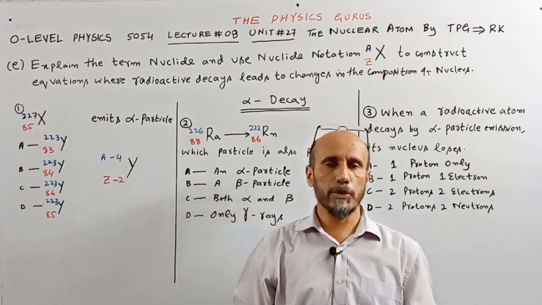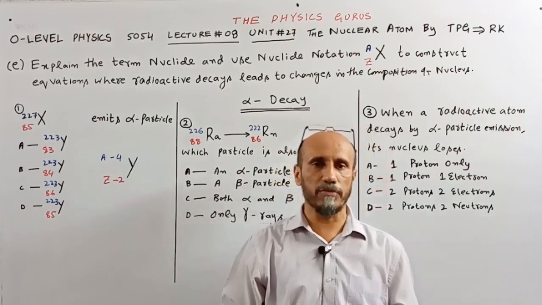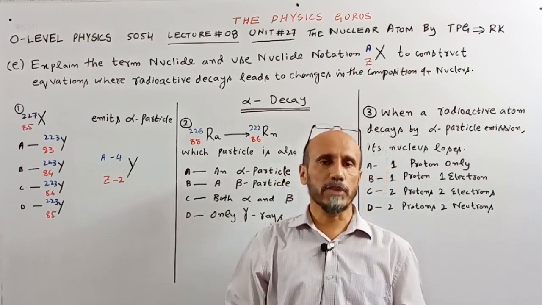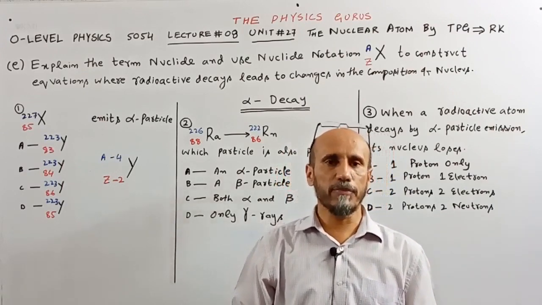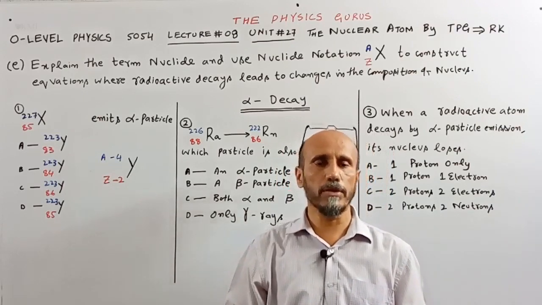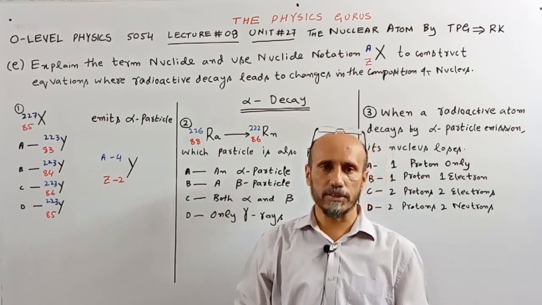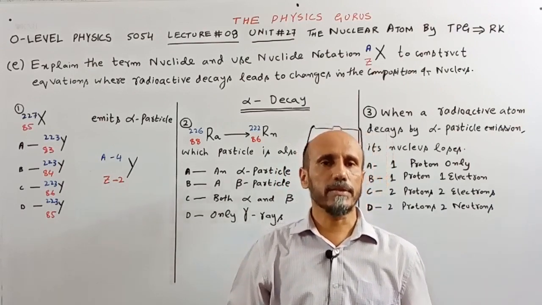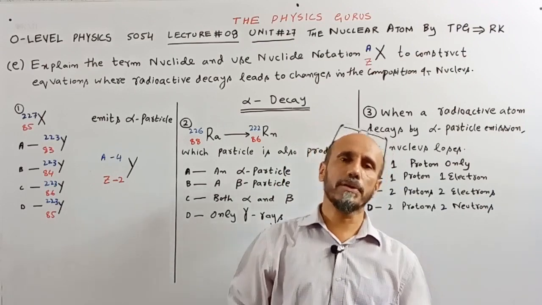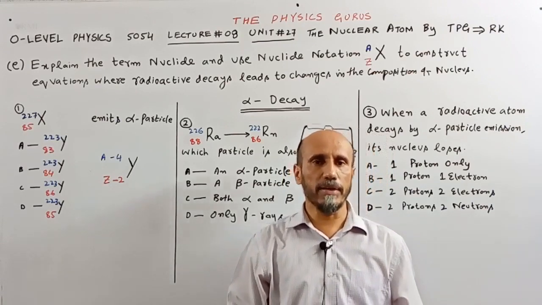We were discussing unit number 27, the nuclear atom of O-level physics 5054. Today we will discuss the examples of alpha decay from past paper, and this is lecture number 8 of unit number 27. In the previous lecture, we studied that when an element emits radiation, it is converted into a newly formed element, particularly in case of alpha decay and beta decay.